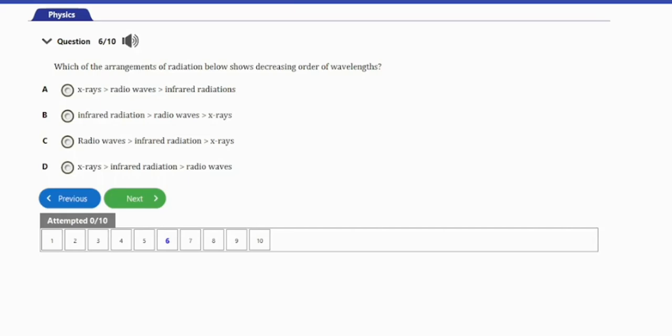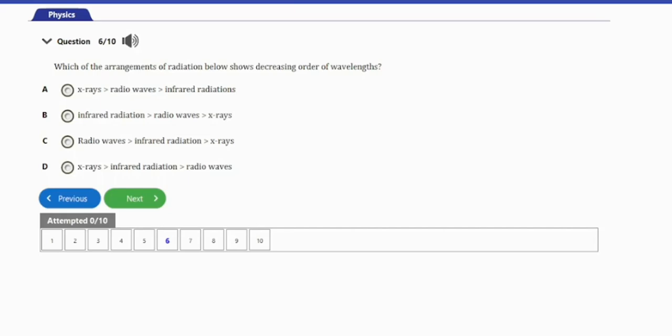So guys, in decreasing order of wavelength, that means increasing order of frequency. We'll have radio waves first, then followed by infrared, and then X-ray at the end. So option C is the correct answer to this question.